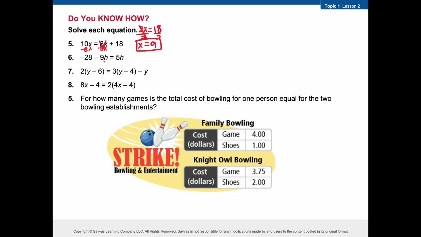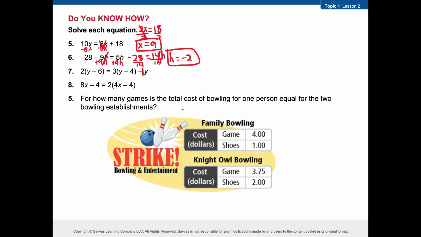Number 6, again, the -9h is the one that has to be brought over to the right side. Add 9h to both sides. And a -28 equals a positive 14h. Divide by 14, and h equals a -2.